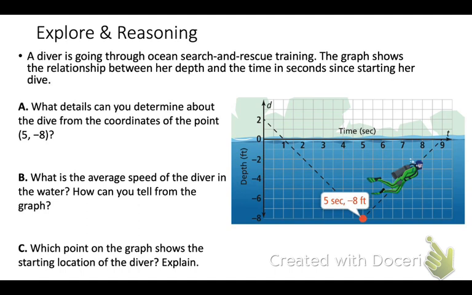So what is the average speed of the diver in the water? Average speed is also known as rate of change, which is also known as slope. So we can figure out the slope from the graph, can't we? Now, the last hour, they said, well, we're just going to take 8 and divide it by 5. If you take 8 divided by 5, you get 1.6 feet per second, right? Well, isn't that slope? Yes. So that's what they did.